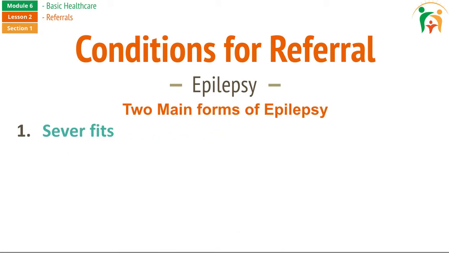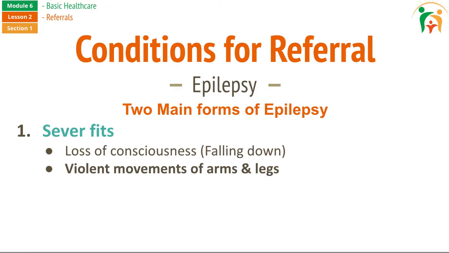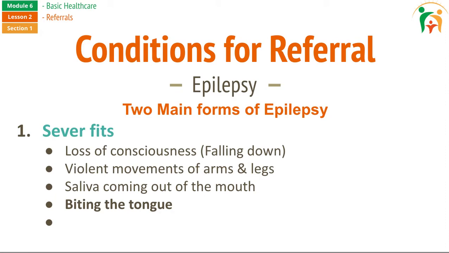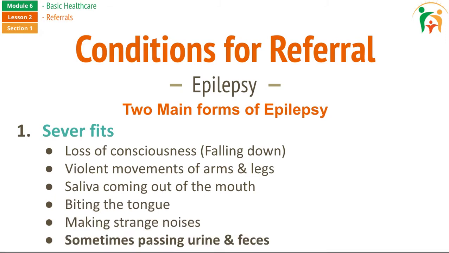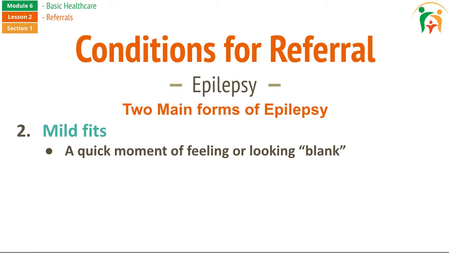Two main forms of epilepsy are severe fits, which involve loss of consciousness or falling down, violent movement of arms and legs, saliva coming out of the mouth, biting the tongue, making strange noises, and sometimes passing urine and feces. We have mild fits, which are characterized by a quick moment of feeling or looking blank.